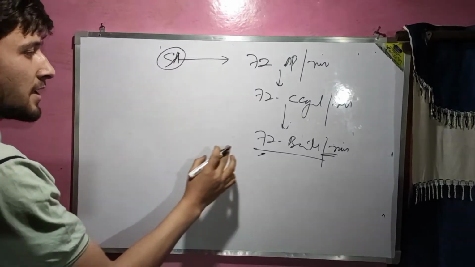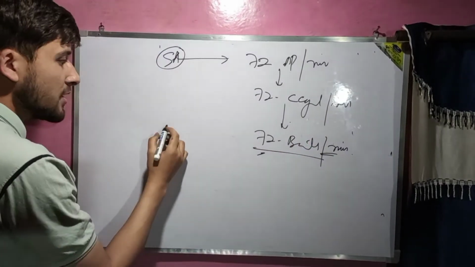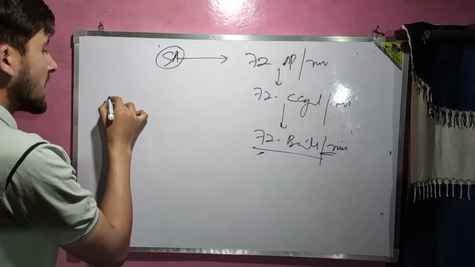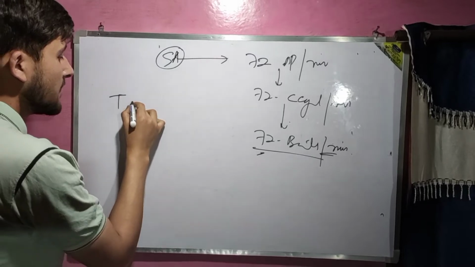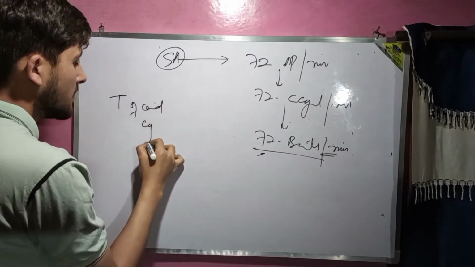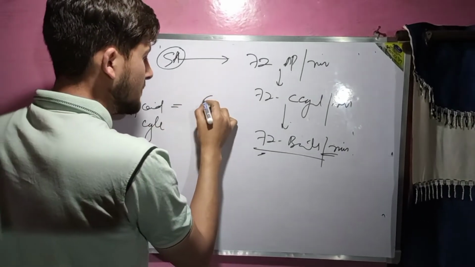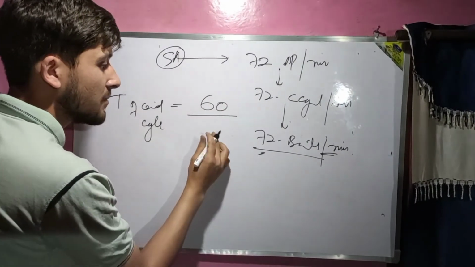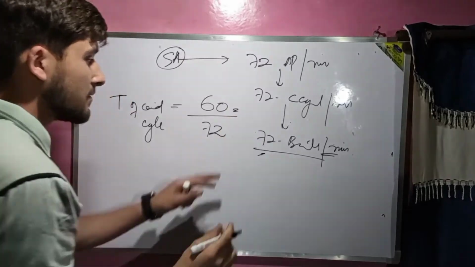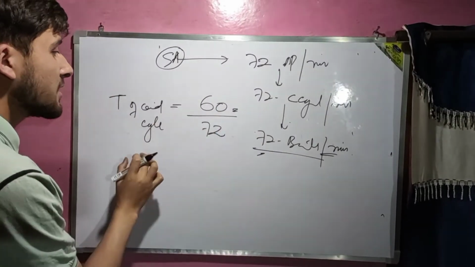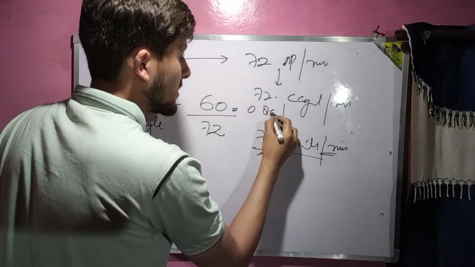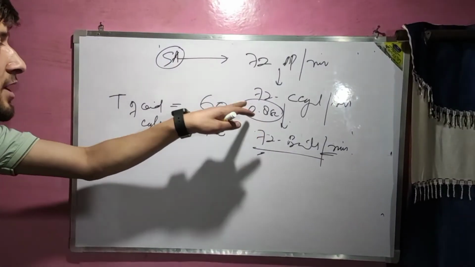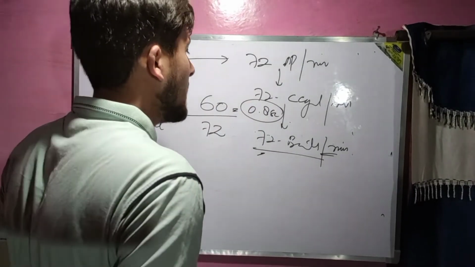Now we can calculate the time period of a cardiac cycle. We know that the time period of a cardiac cycle is equivalent to 1 minute divided by the number of cardiac cycles in 1 minute, that is 72. That will give the time of one cardiac cycle, that is 0.8 seconds. That's why we see that 0.8 seconds is the time period of a single cardiac cycle.